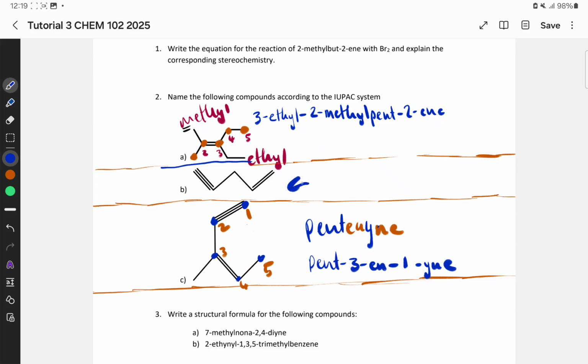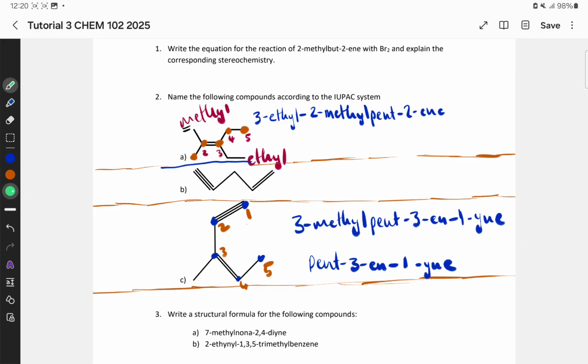What about here? Okay, but here we also have a methyl on position 3. So this becomes 3-methyl. You see this methyl group on carbon number 3? It's 3-methylpent-3-en-1-yne. That's the name of this compound.